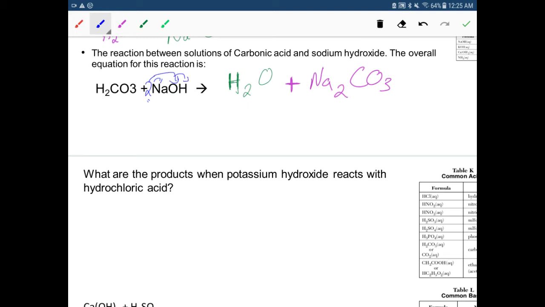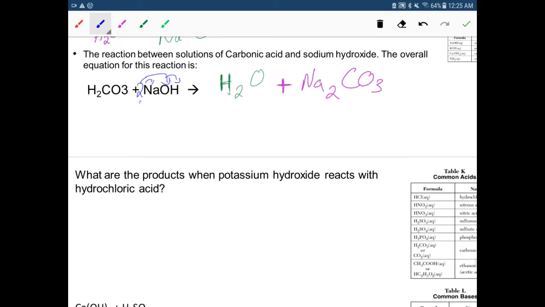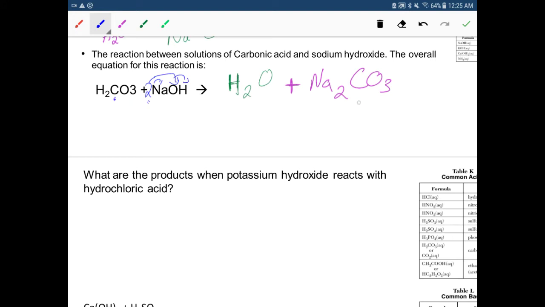Okay, so let's do this again. So you have 2 Na's, you have 2 Na's, you're good. Now let's look at the carbon. Carbon, you have 1 carbon, 1 carbon, you're good. Now let's look at the hydrogen or oxygen, doesn't matter. So I'm gonna look at the hydrogens.